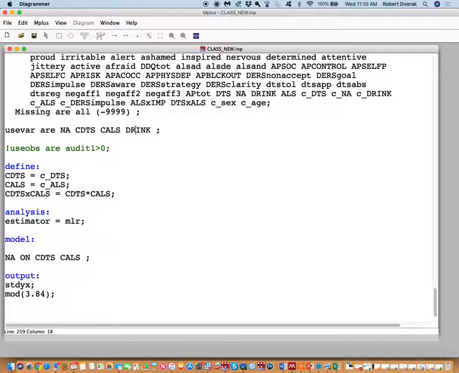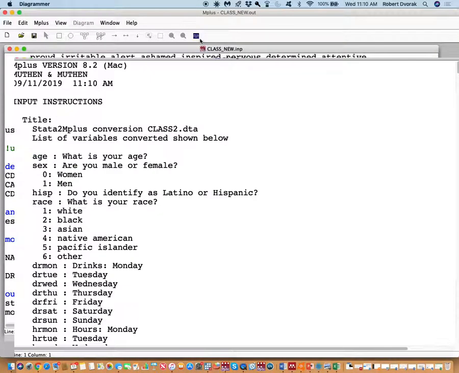Oh, thank you. Somebody's on top of things. Drink goes at the front. If you don't have it at the front, it will not work out. Drink on NaCDTS CALS. And we save that. And we hit run.